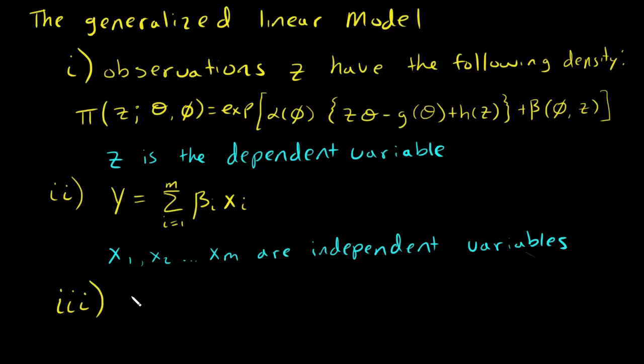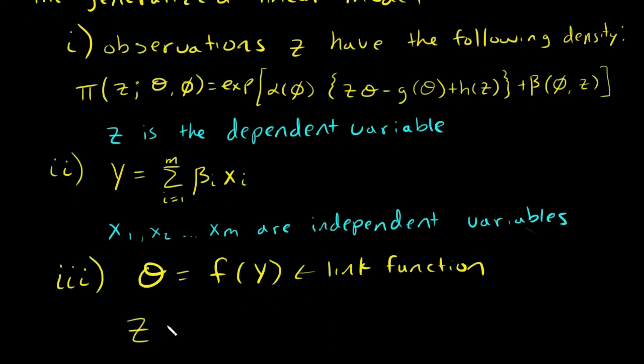Now what's new, what we're adding here, is this link function, theta equals f of y. This function of y, that's the link. So this is the link function. Let's think through this with the example that they gave. Suppose Z is normally distributed with the mean of theta and a standard deviation of sigma, or variance of sigma squared.